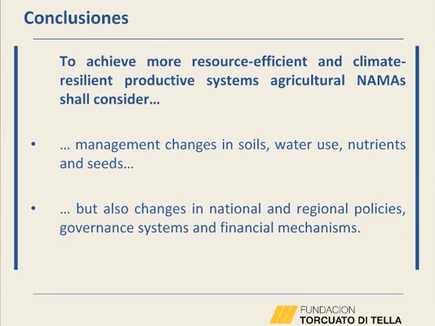To achieve more resource-efficient and climate-resilient productive systems, agricultural NAMAs shall consider management changes in soils, water use, nutrients, and seeds, but also changes in national and regional policies, governance systems, and financial mechanisms.